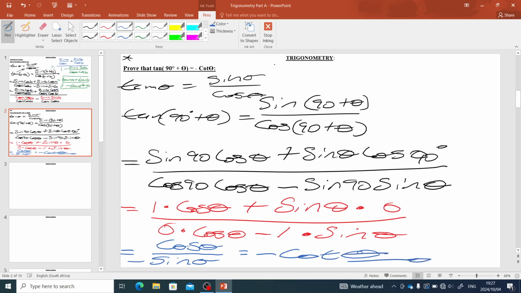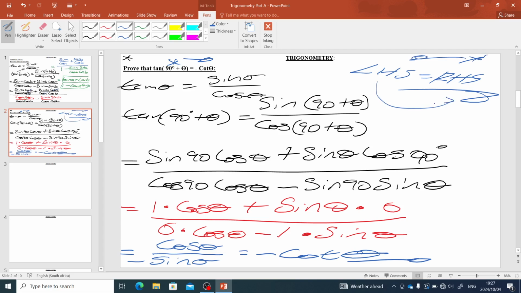We have proved that the left hand side equals the right hand side. Now, when it comes to proving, if you are given the question, please make note. You can use the right hand side to prove the left hand side. Vice versa, it is true. You can prove the left hand side equals the right hand side.